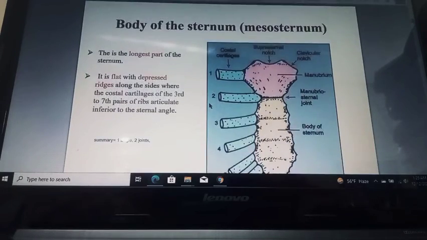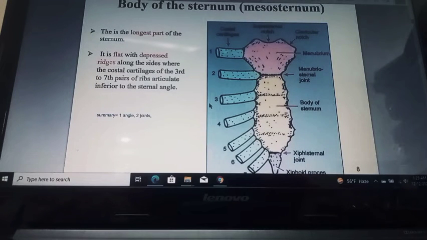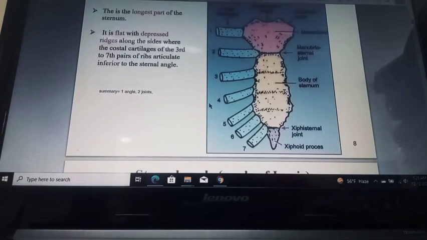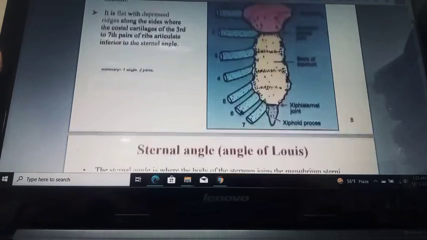In anatomy it's flat, with depressed ridges along the sides where the costal cartilages of the third to seventh pairs of ribs articulate. So it also articulates with the third to seventh pairs of ribs, inferior to the sternal angle. Here you can see it has two joints. This is the body of the sternum, this is the manubrium, and this is the xiphoid process. Between the manubrium and body we have the manubriosternal joint, and between the body and xiphoid we have the xiphosternal joint.